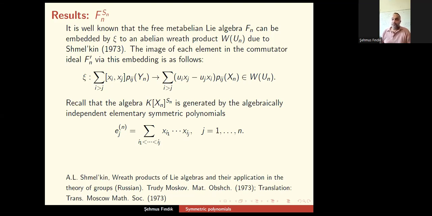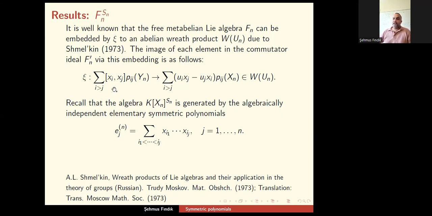But for Fn to the Sn, when n is greater than 3, it was more convenient to work in the Read product. This Read product is the usual Read product coming from Shmelkin, and in this case you have L prime embedded into this one. In fact, not L prime, all of Fn is embedded into this Read product. I didn't write it in detail, but it can be found in the paper.